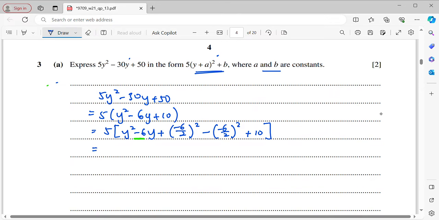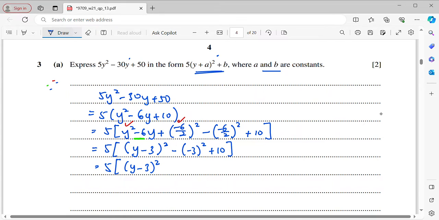Okay, after that, next step is going to be combine the first and third term. So the first term is y squared, so we just put a bracket, write y, and then square outside. Now for the third term, it is minus 6 over 2, which is minus 3. Then now, negative 3 squared plus 10. So here I will get 5 times (y minus 3) squared.